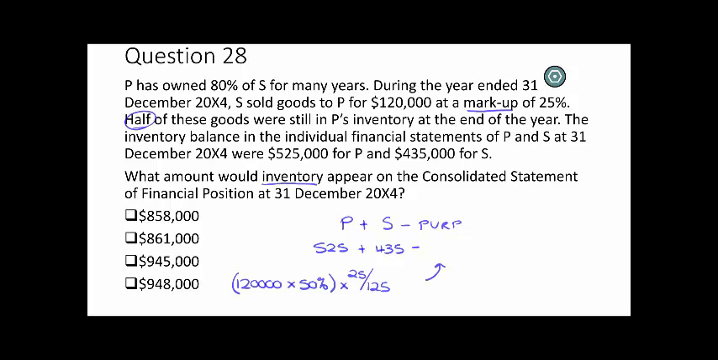But here, if I do that calculation, it'll give me a value for my unrealised profit of 12,000, and once I deduct that from the two parts of inventory across the two companies, it should leave me with an answer of 948,000.